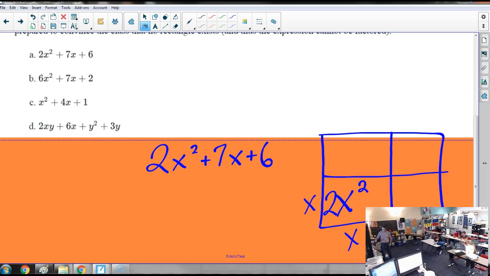Now the 6 will be from the constant value here and the constant value up here. So that 6 will go in the top right box. The 2 regions that are left make up my 7x together.